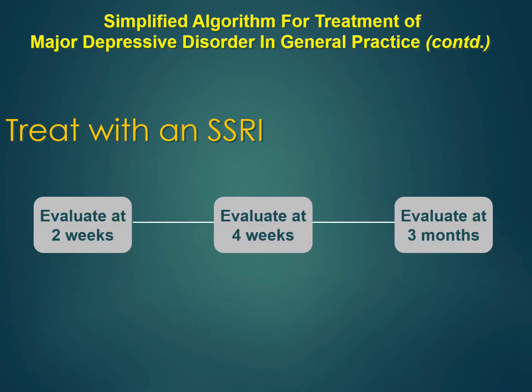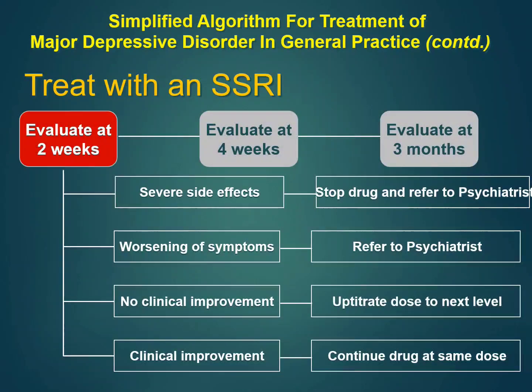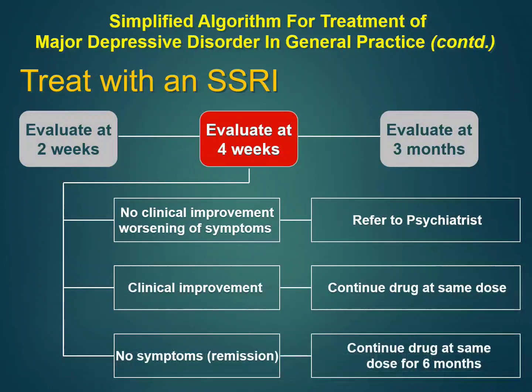Now, these are various stages of evaluation at 2 weeks, 4 weeks, and 3 months. And you have to see the side effects also, whether there is worsening of symptoms, no clinical improvement, or clinical improvement, and then act accordingly. This is more for the physicians when they refer to the psychiatrist. At 4 weeks also, if no clinical improvement, refer to the psychiatrist. If there is clinical improvement, continue the drug, same dose. If no symptom remission, continue the drug at the same dose for 6 months and see whether remission occurs or not.